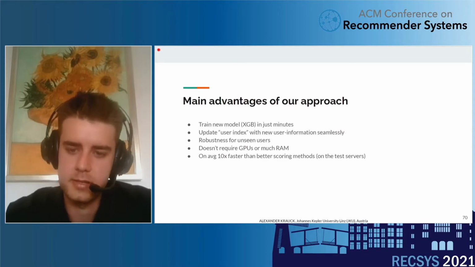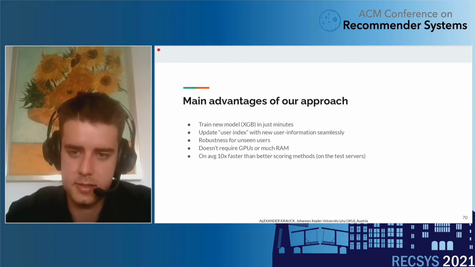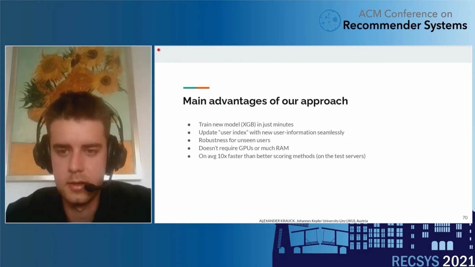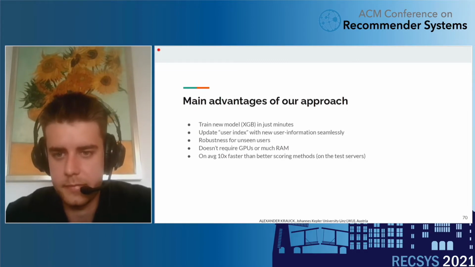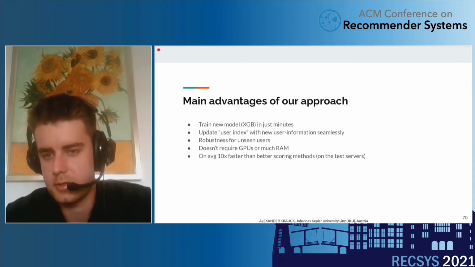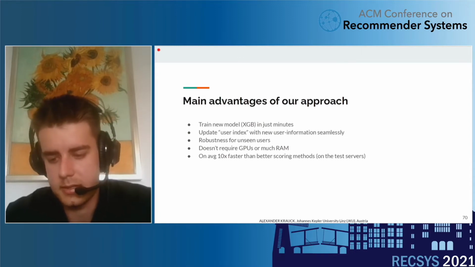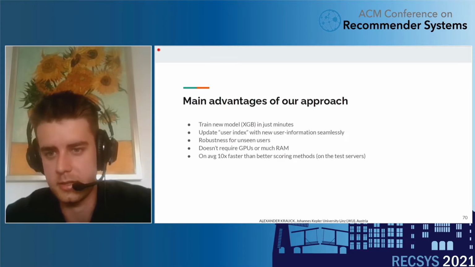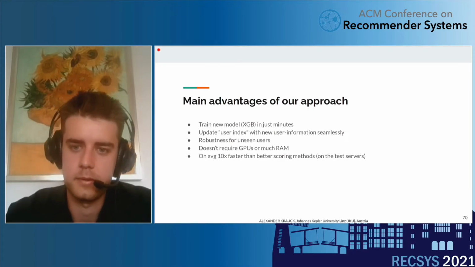Also, it's robust for unseen users, as we masked out some percentages of the user index. And it doesn't require GPUs or much RAM, as the whole procedure is very lightweight. For the RAM, 16 gigabytes are enough, and it will still be quite fast. On average, it's about 10 times faster than better scoring methods on the test servers.